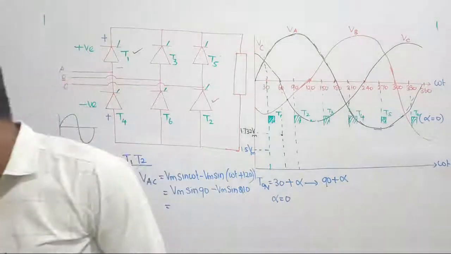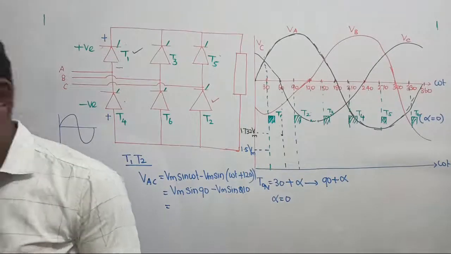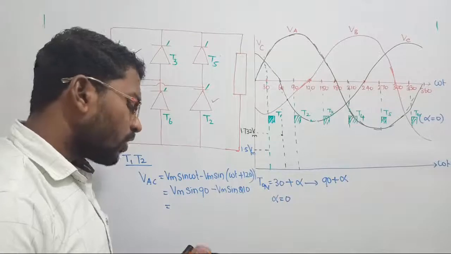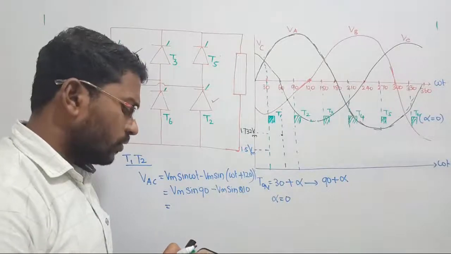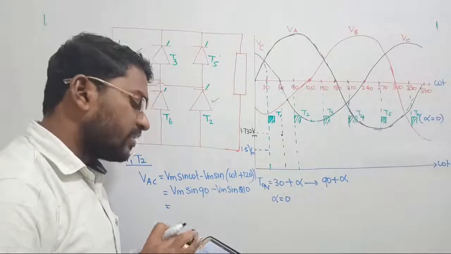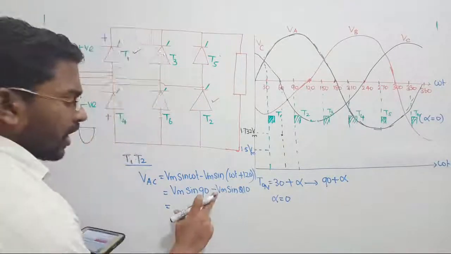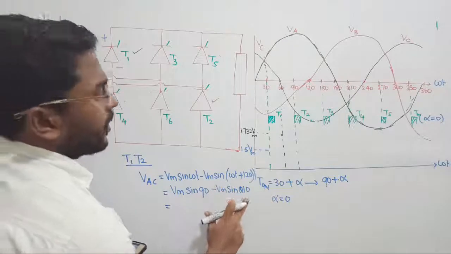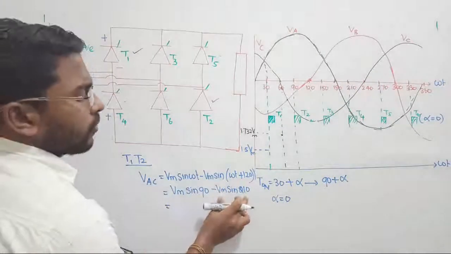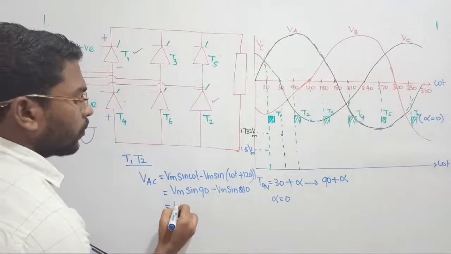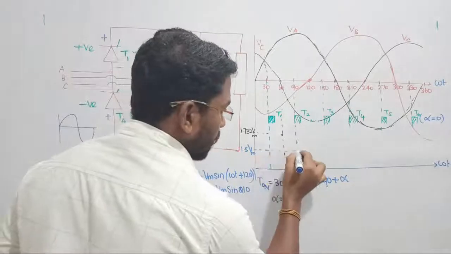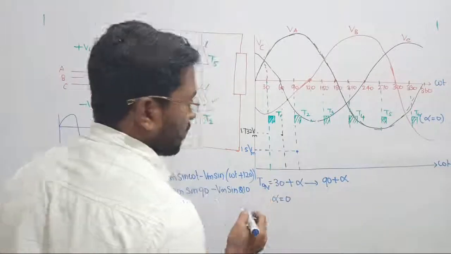Take your calculator. I have a calculator with me, so just listen, I will do it, no problem. I would like to know the value of sin 210. I am getting minus 1 by 2. Already we have a minus, so minus of minus 1 by 2 will become plus 1 by 2. Sin 90 is 1, so 1 plus 1 by 2 will become 1.5. Once again 1.5 times Vm. So again we are getting the same value, 1.5 times Vm.